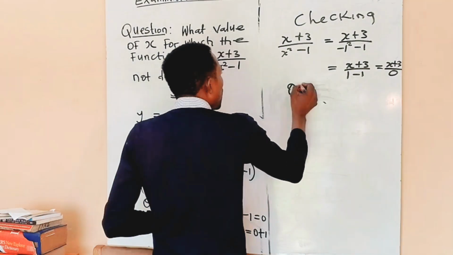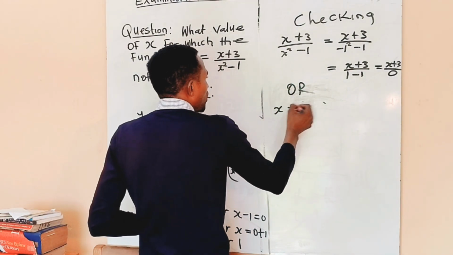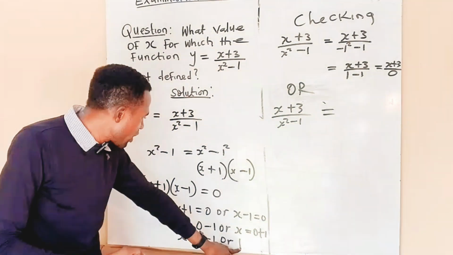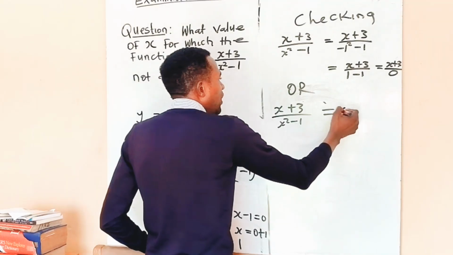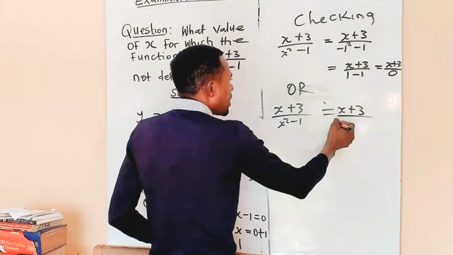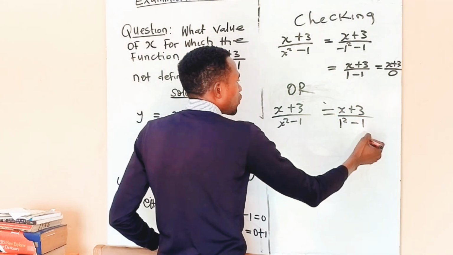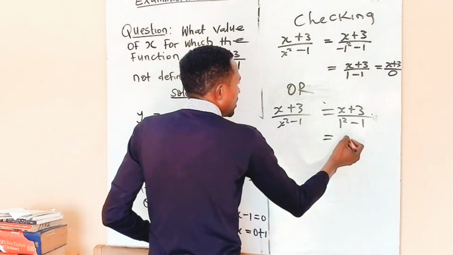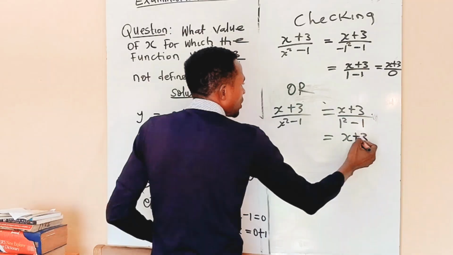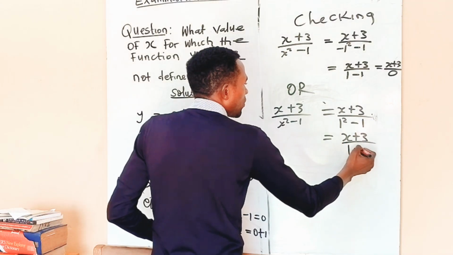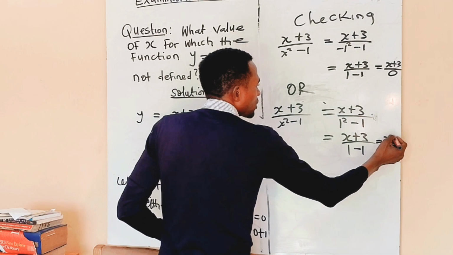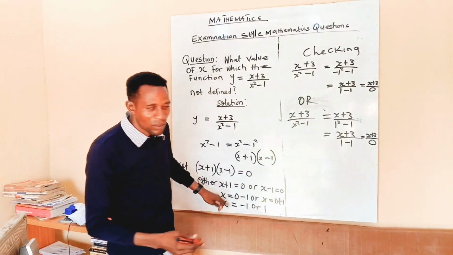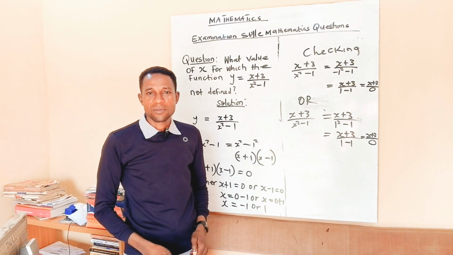We can also use x plus 3 all over x squared minus 1. This time around, we'll make use of positive 1. Automatically, we have x plus 3 all over 1 squared minus 1. Of course, 1 squared is 1. And you can now see that it will be x plus 3 all over 1 minus 1. And of course, you have x plus 3 all over 0. Undefined. I told you, it's very simple.